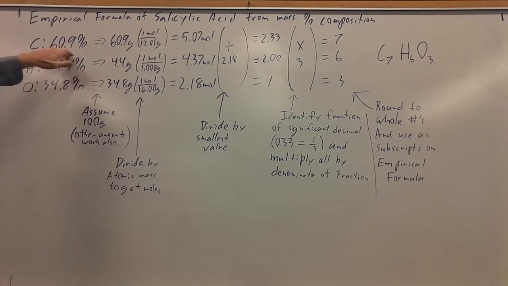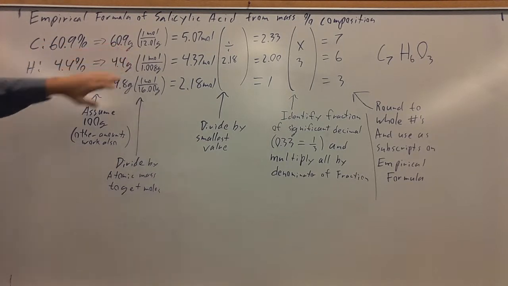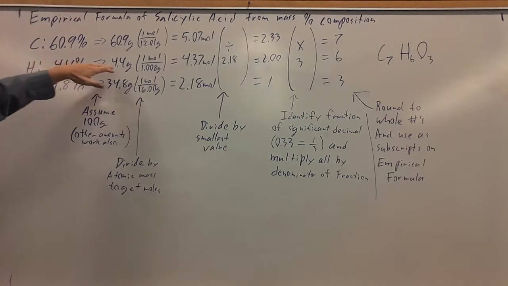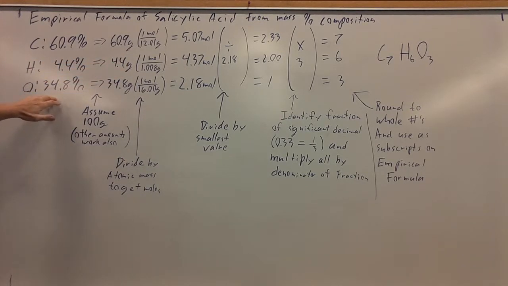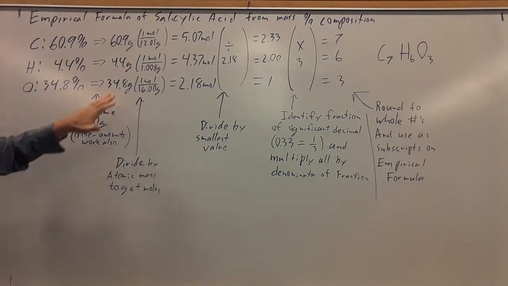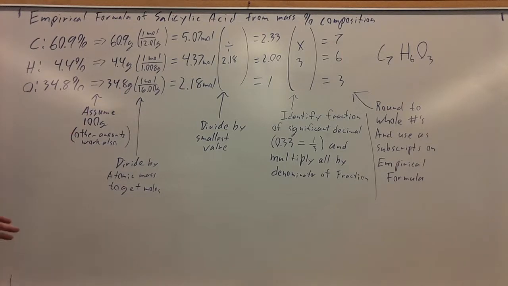So 60.9% becomes 60.9 grams, 4.4% becomes 4.4 grams, 3.48% is 3.48 grams. Any other mass will still work. And if we know the molar mass, that's another shortcut method for figuring out the molecular formula.